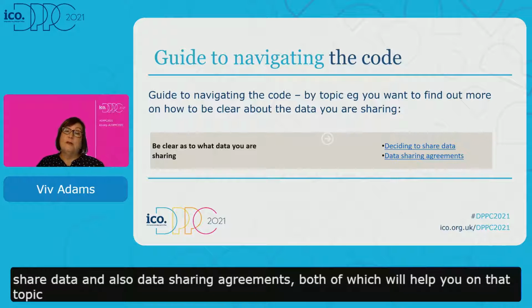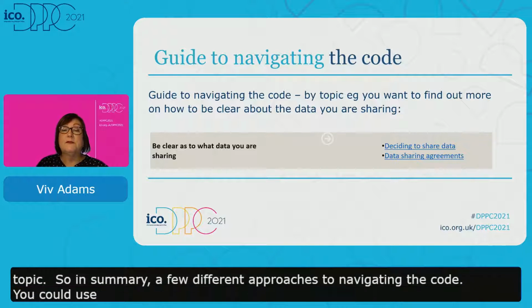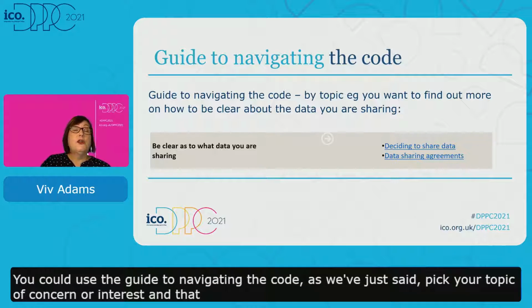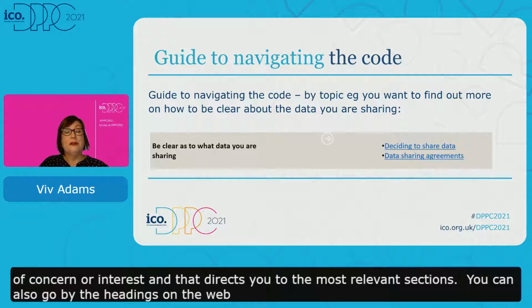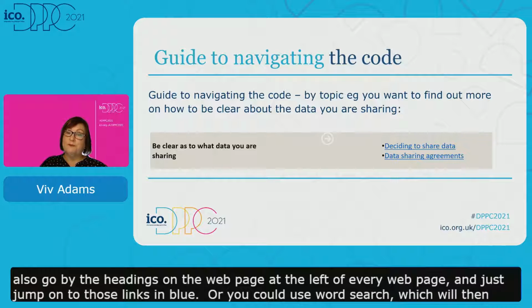So, in summary, a few different approaches to navigating the code. You could use the guide to navigating the code, as we've just said, pick your topic of concern or interest, and that directs you to the most relevant sections. You can also go by the headings on the web page at the left of every web page and just jump onto those links in blue, or you could use word search, which will then highlight the items that you want.